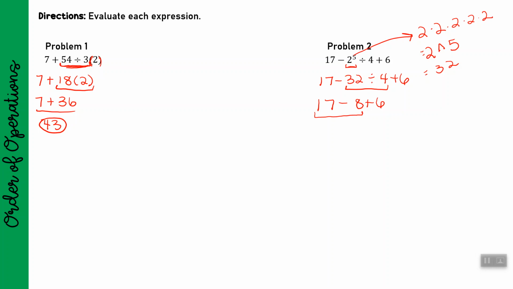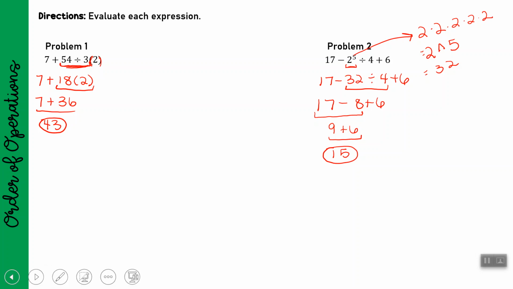So I'm going to do 17 minus 8. I get 9 plus 6. 9 plus 6, I get 15. And so 15 is what I get when I evaluate that given expression.